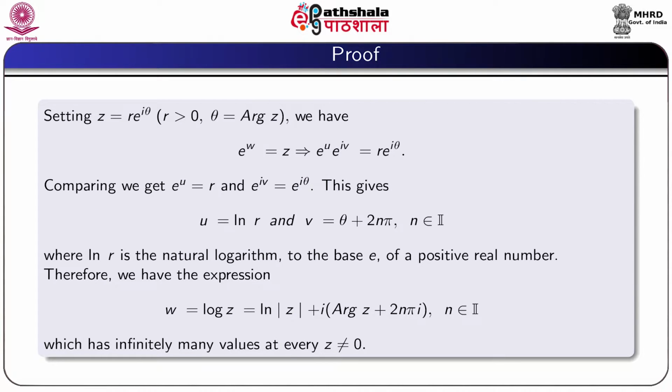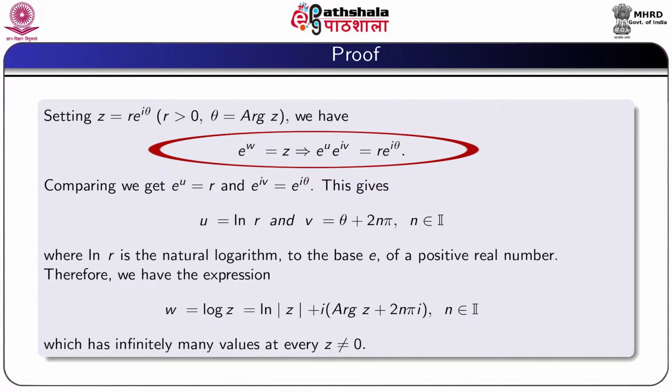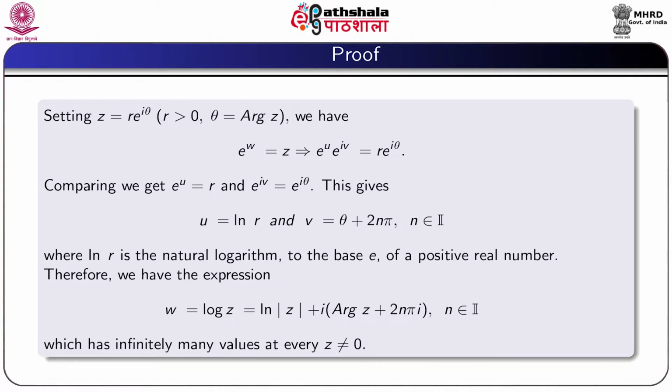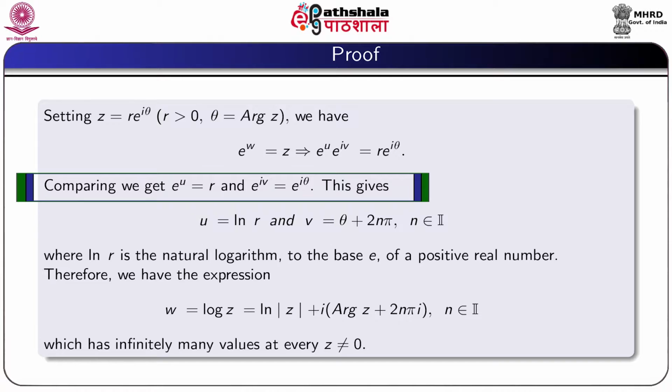Proof: we set z equal to r e to the power i theta, where r is positive and theta is argument z. Then we obtain e to the power w equal to z implies e to the power u into e to the power i v equal to r e to the power i theta. Comparing, we get e to the power u equal to r and e to the power i v equal to e to the power i theta.